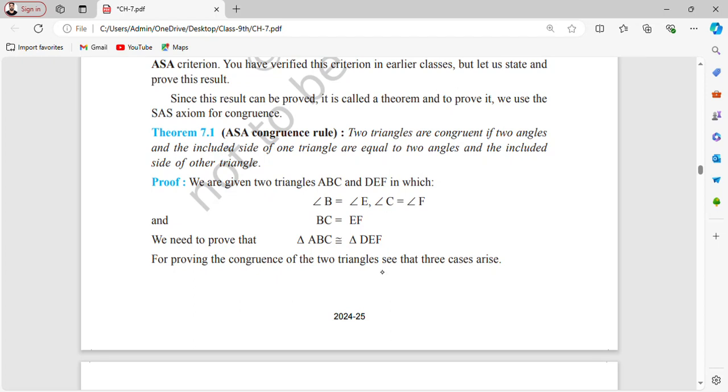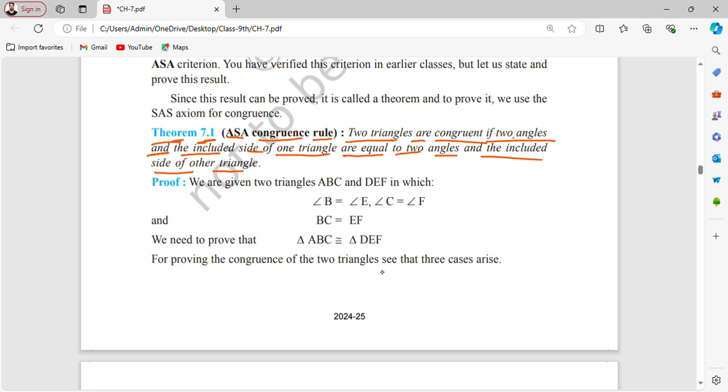Today we will discuss Theorem 7.1, the ASA Congruence Rule. According to this rule, two triangles are congruent if two angles and the included side of one triangle are equal to two angles and the included side of the other triangle.